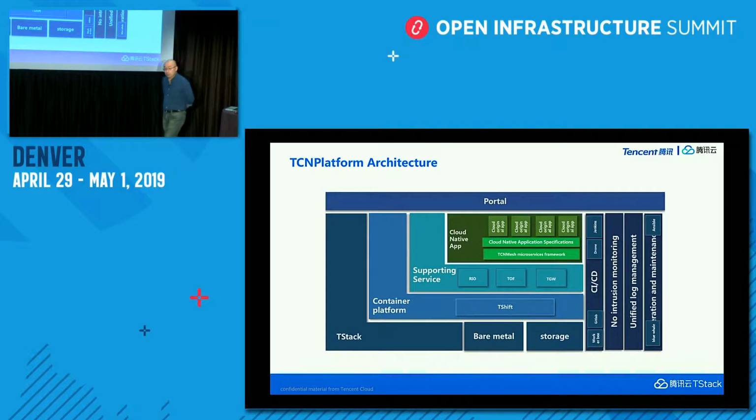And here is a big picture about how we built such a PaaS platform. Firstly, you can see we have our OpenStack solution. We thought of it as a T-stack solution. So we have our bare metal, which is managed by Ironic. We have the storage, which can be the FC SAN or the Ceph distributed storage. And based on these services, we can build our container platform. We call it T-Shift. It's a Tencent container platform.